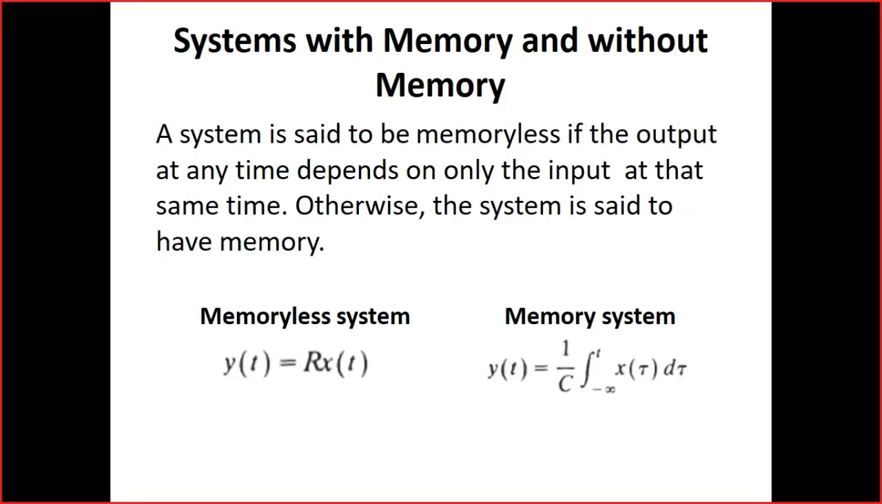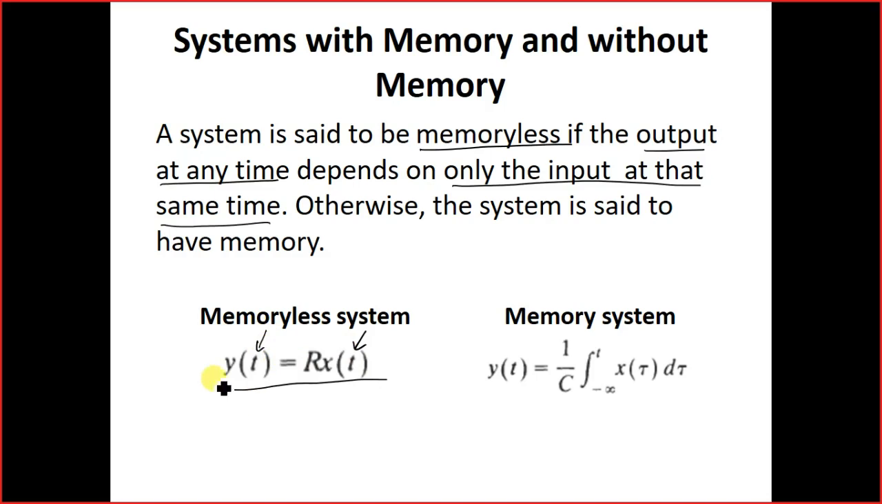Now, systems with memory and memoryless systems. A system is said to be memoryless if the output at any time depends only on the input at that same time. If you consider this first equation, y(t) equals r of x(t), the input at a particular time is generating an output at that particular instance.